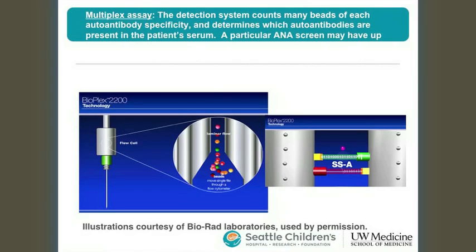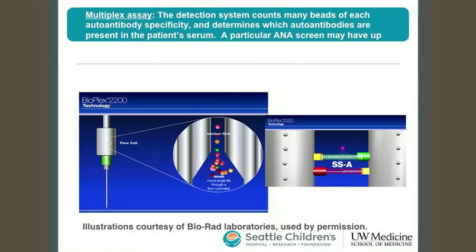The first system, which is shown by this red laser, asks the bead, hey, what are you? What kind of bead are you? And that's based on the dye content of the bead. And it'll say, hey, I'm an SSA bead. And then the second system says, are you coated? You got anything on you? You carrying? That's what this green guy is.